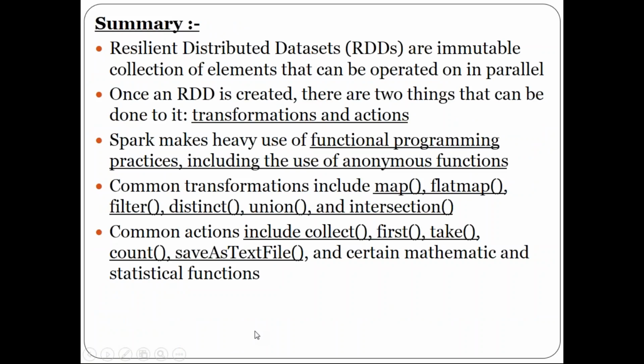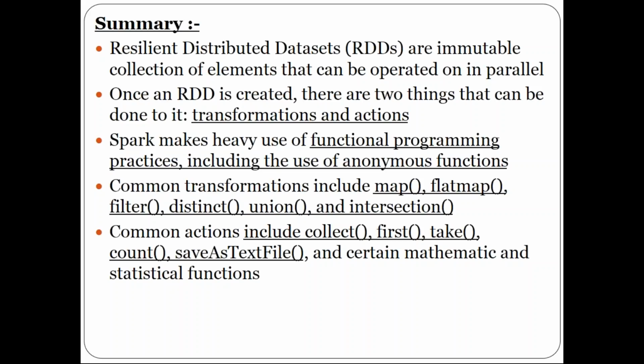Forget it. Now, just a quick summary of what we have learned. A resilient distributed dataset is an immutable collection of elements that can be operated on in parallel. Once an RDD is created, there are two things that can be done. One is transformation, one is action. Spark makes heavy use of functional programming practices, including the use of anonymous functions. Your anonymous function is nothing but your lambda. You create an anonymous function with lambda, you initiate a variable, you initiate a colon. Anything after the colon will be the function. Anything before the colon will be your arguments or your variable definitions.